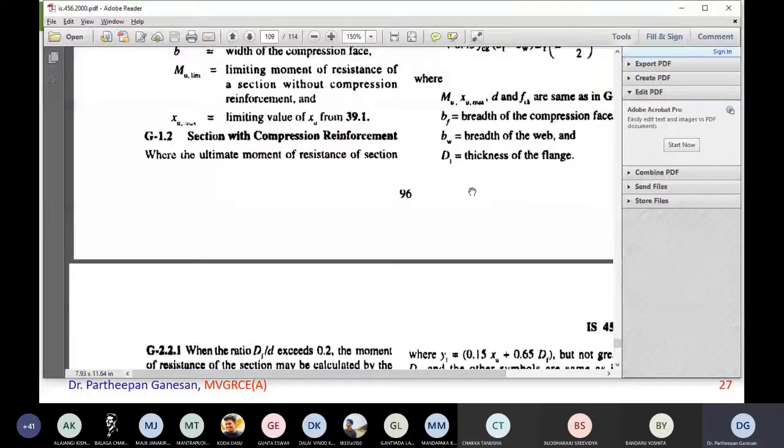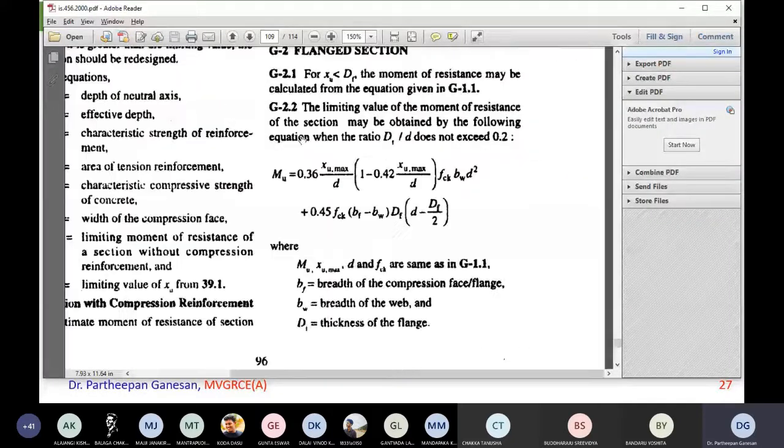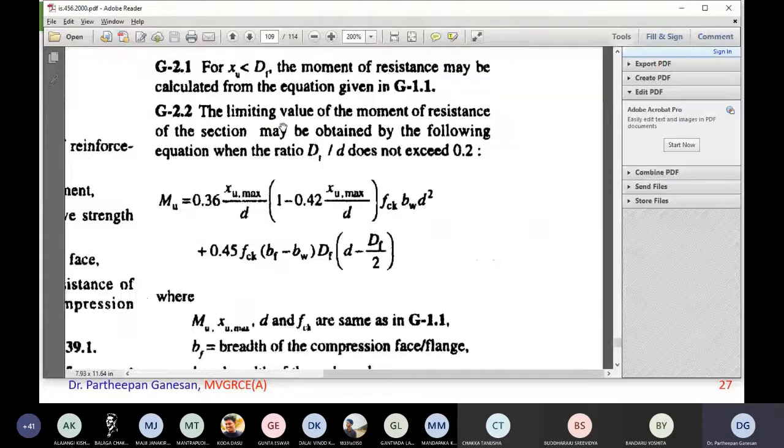Now if you see the code here, in the code they have written it as a second case, but I want you to pay very careful attention to the sentence that is written here. The limiting value of moment of resistance. What is meant by the limiting value of moment of resistance? Can anyone say what is meant by limiting value of moment of resistance?